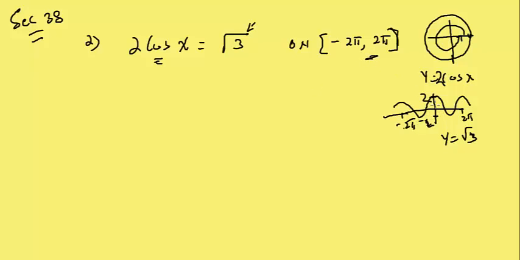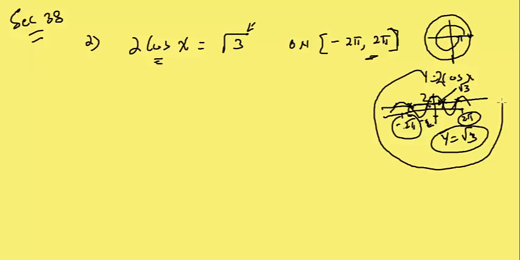So y is equal to rad 3 is somewhere there. That's my rad 3. If we were to draw a horizontal line from negative 2 pi to 2 pi, how many places does it cross? That's what we're trying to find. Well, this is just a sketch, so it's not accurate. So we're going to find all the answers using algebra, which is more accurate.